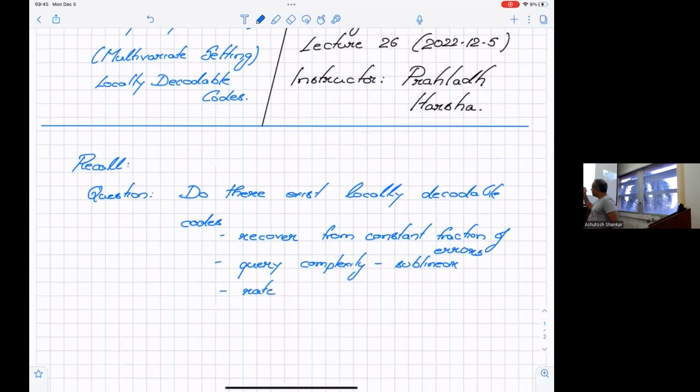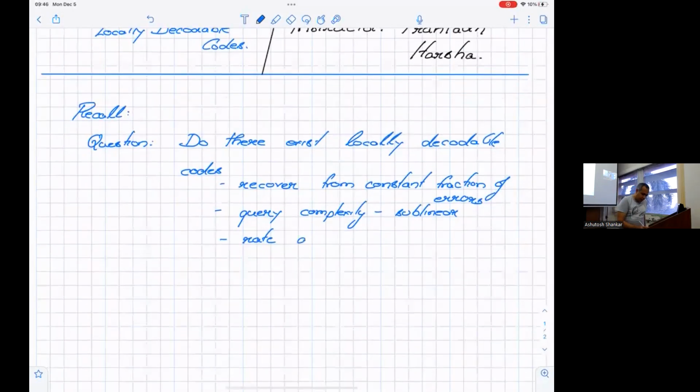And we already saw how to answer the first two questions. Reed-Muller codes: we told you how to recover from some constant fraction of errors. For Reed-Muller decoding, we saw the local correction algorithm: just take a random affine subspace that contains the point you care for. Query that, and it will recover from a constant fraction of errors, with sublinear query complexity. But what it fails to have is rate approaching one. Do such codes exist? And we did not know how to do that.